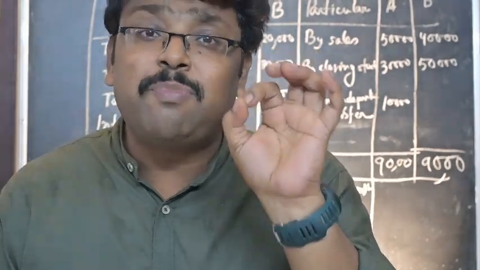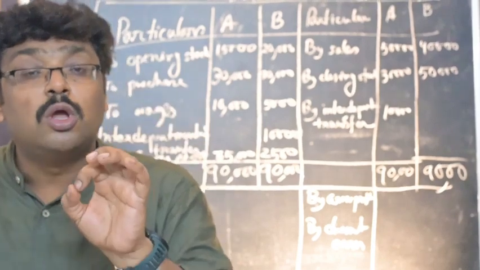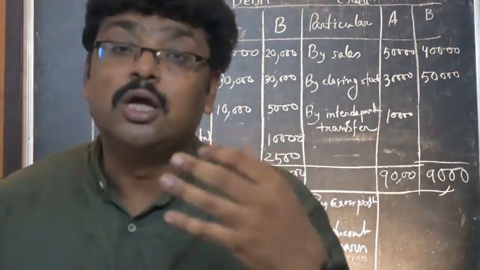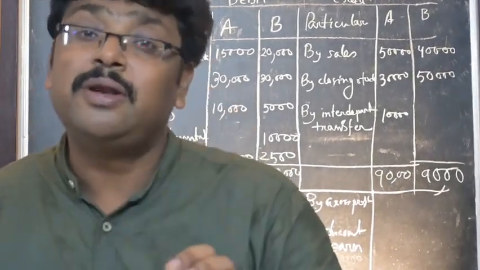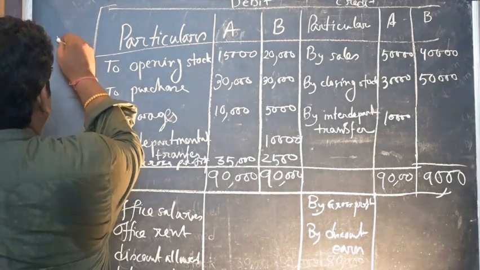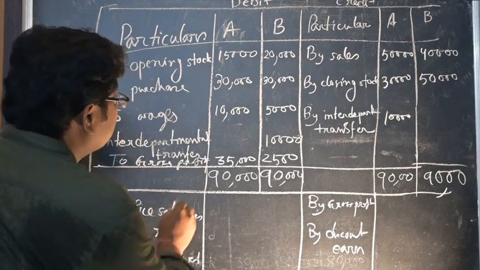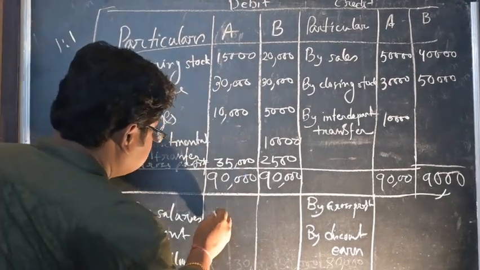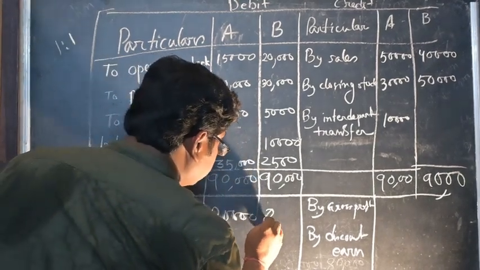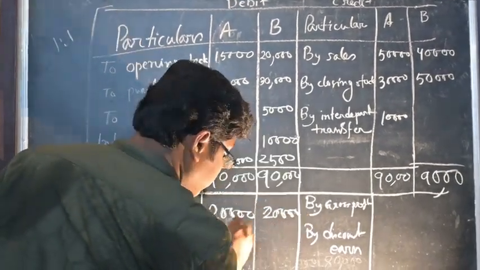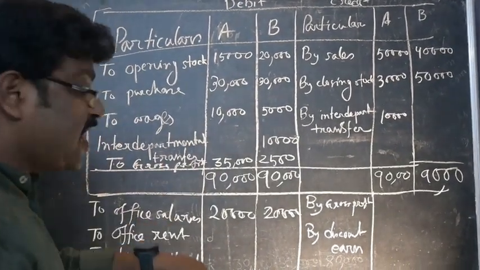We have to multiply 40,000 by 1/2, so it will be 20,000. That is 20,000 for department A and 20,000 for department B, because it is given in the ratio 1:1. So for office salary, department A is 20,000, and department B is also 20,000.